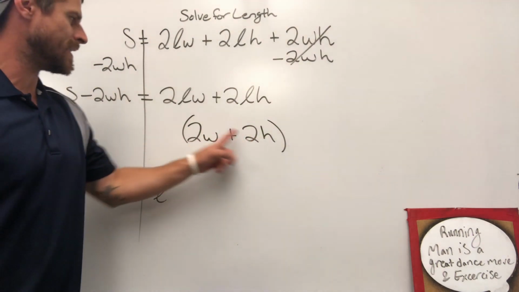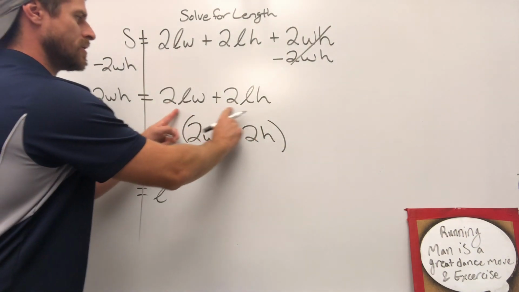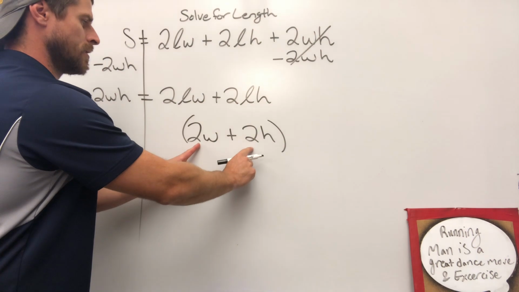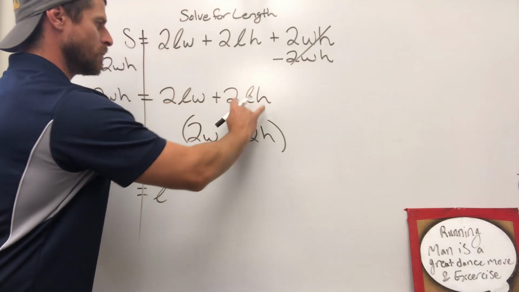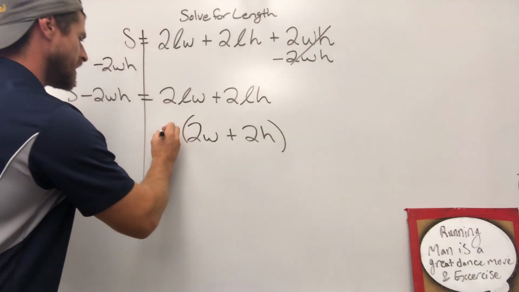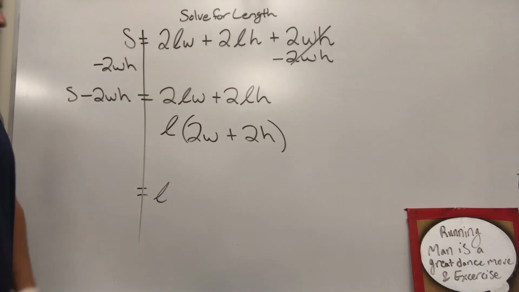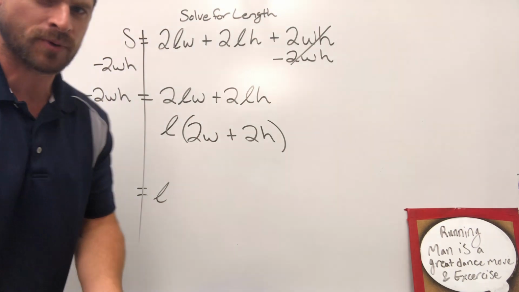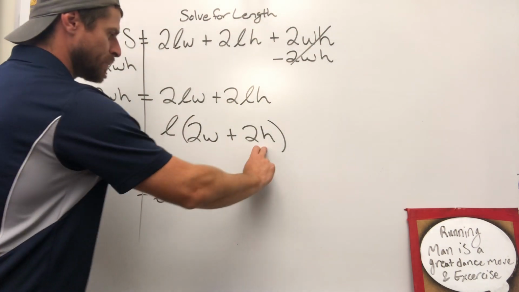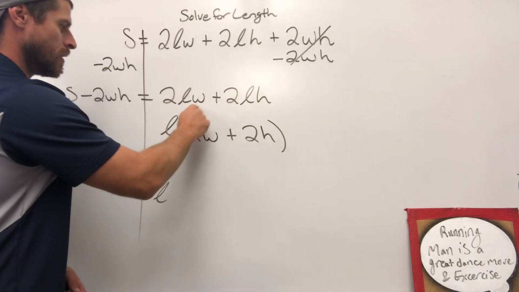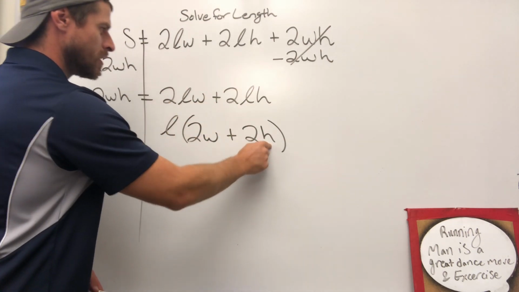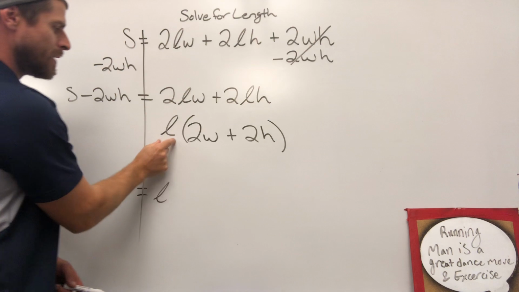Now notice what I did here. All I did is write each of these terms out, but without the L's, okay? Because L is being multiplied by both parts. So we can just take that L outside of the parentheses. It's like undoing the distributive property. If we were to go forward and simplify this, L would multiply by 2W, making 2LW. L would multiply by 2H, making 2LH. But now we have it off to the side.